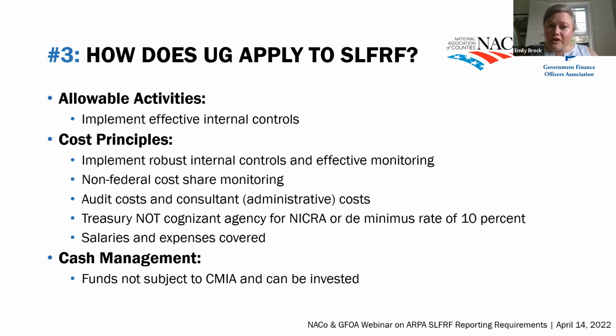So again, uniform guidance principles remain. Fourth, and this is a little heady maybe for the finance folks on the call, Treasury has established they are not going to be the cognizant agency for SLFRF. And the reason for that is because then they'd be the cognizant agency for everyone, because everyone has gotten SLFRF funds. So what they've said is if you have a NICRA from another federal agency, you can use that or choose to do the de minimis rate of 10%. So also in the cost principles. And last, they talk about how salaries and expenses were covered.